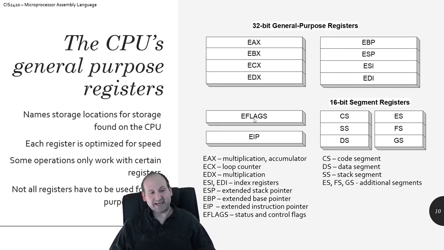There are also flags, and we'll show the flags in a minute. Basically, every operation flips different flags that indicate if the result was zero or a positive number or a negative number, or if there was an overflow or an underflow, that kind of thing.